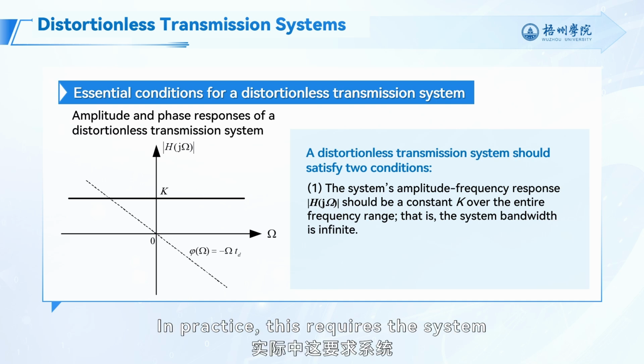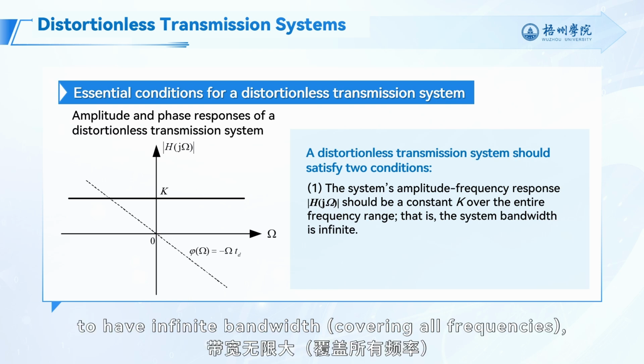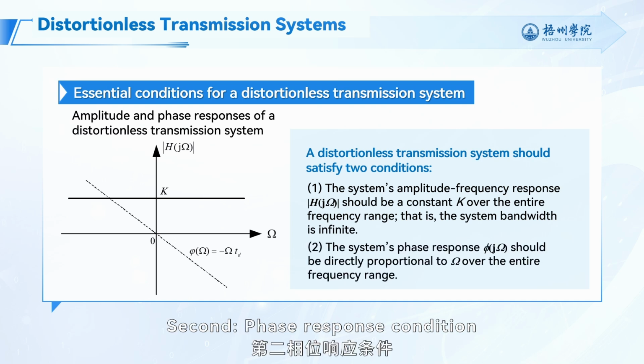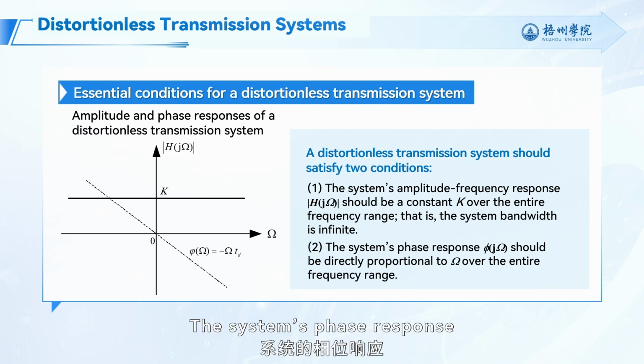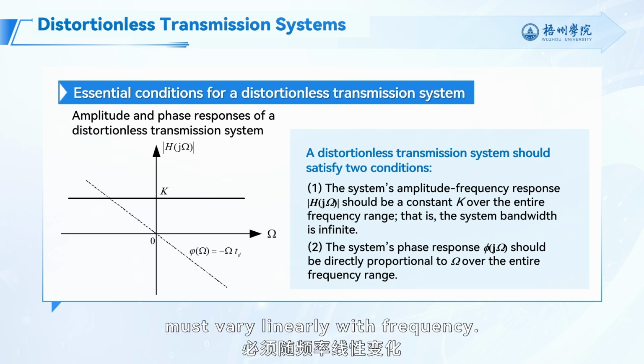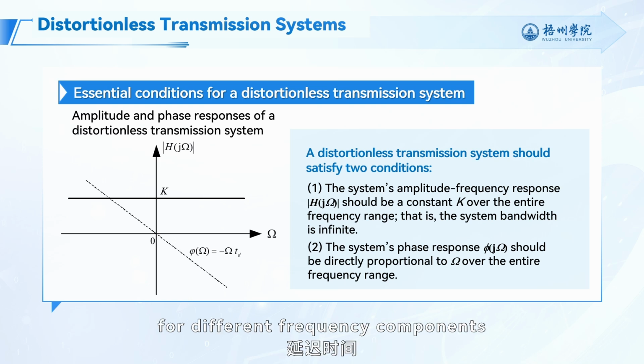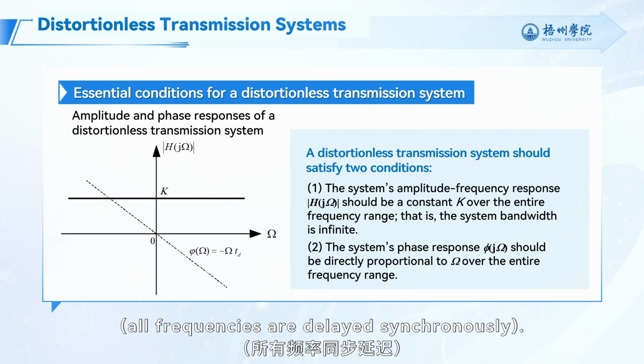In practice, this requires the system to have infinite bandwidth, covering all frequencies. But in reality, it can only be approximated. Second, phase response condition. The system's phase response must vary linearly with frequency. This ensures that the delay time for different frequency components is exactly the same. All frequencies are delayed synchronously.